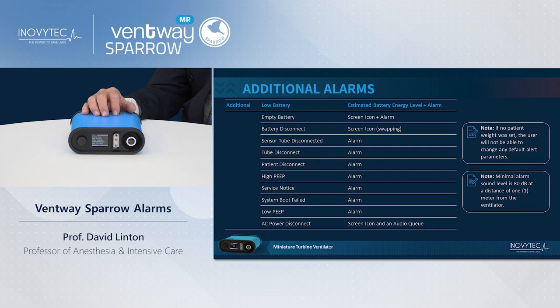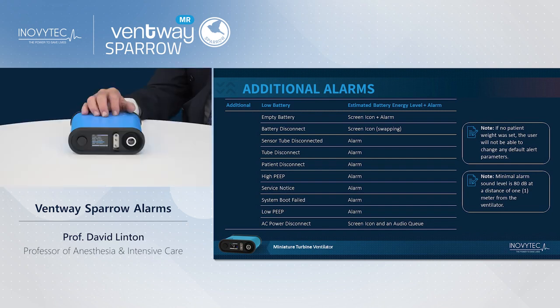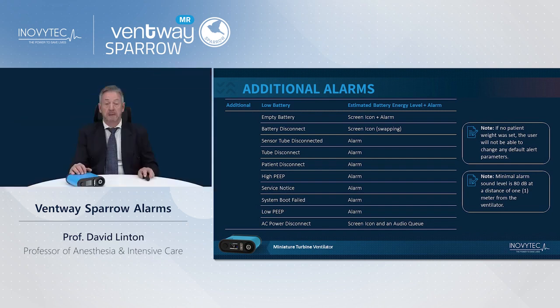Additional alarms that will appear are a low battery alarm, an empty battery alarm, a disconnect battery alarm, sensor tube disconnection, tube disconnect, patient disconnect, high PEEP. It will give you a notice if service is required. It will tell you if the system boot is failed. It will tell you if there's a low PEEP level, external electrical power is disconnected. It gives you an indication and an audio indication on the screen and an audio alarm.